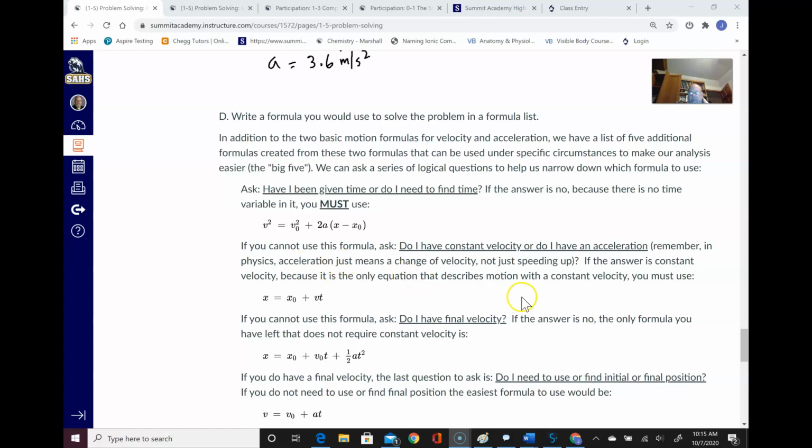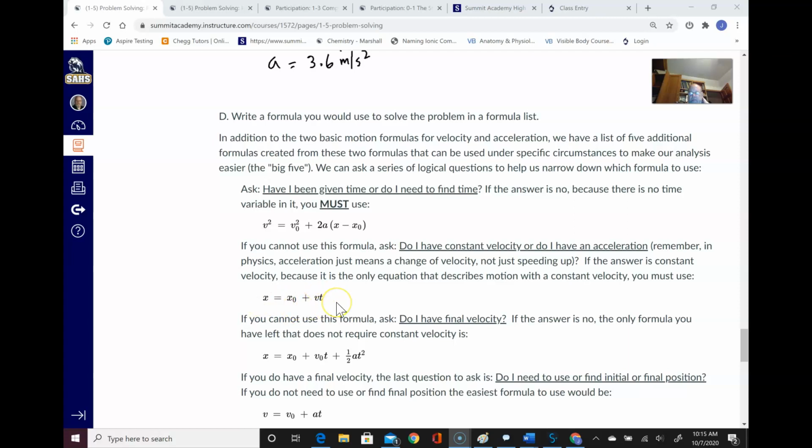And if the answer is you have a constant velocity, then you have to use the first equation that we write down, x equals x0 plus velocity times time, because it's the only equation that describes motion with a constant velocity. None of the other 5 equations describe motion with a constant velocity. Okay, only this formula does.